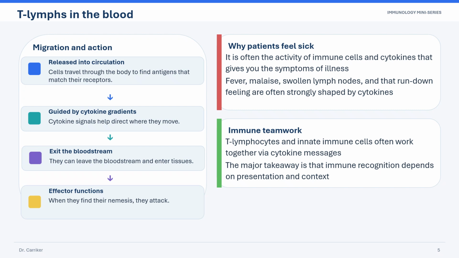The lymph nodes are swollen. It's the social gathering place, right? All the cells are meeting and proliferating. Cytokines are produced. So if you feel run down from a fever or flu, well, it might actually be cytokines. And let's not forget about immune teamwork. We know that T lymphocytes and innate immune cells often work together, and that happens, as we mentioned, with cytokine messaging. So make no mistake, the body is always working hard to keep you healthy. But when you do feel crummy, just know that the body is trying to mount a defense, and we're hopefully going to feel better in a couple of days.